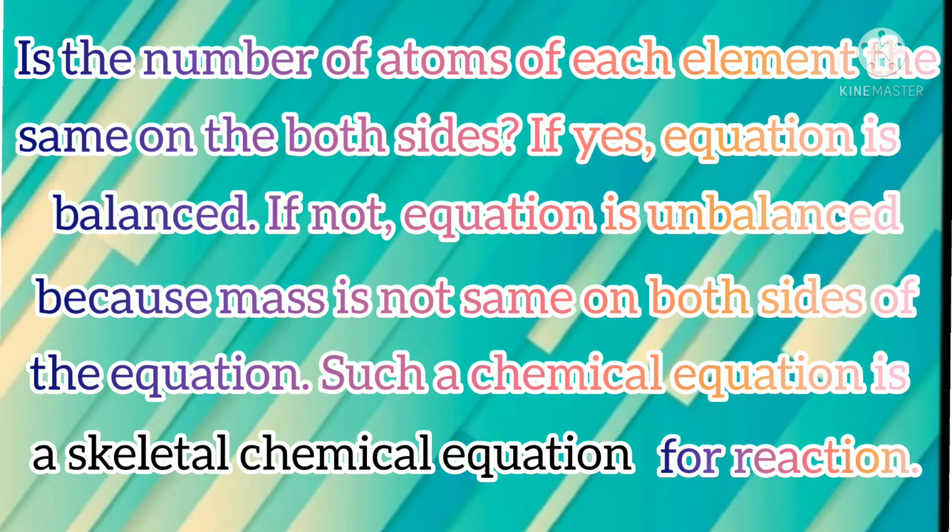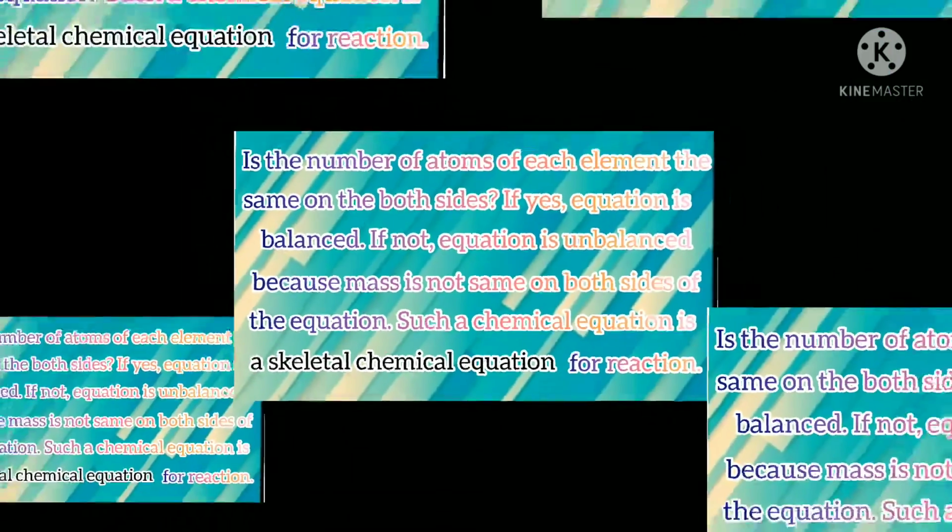Is the number of atoms of each element the same on both sides? If yes, the equation is balanced. If not, the equation is unbalanced because the mass is not the same on both sides of the equation. Such a chemical equation is called a skeletal chemical equation for a reaction.